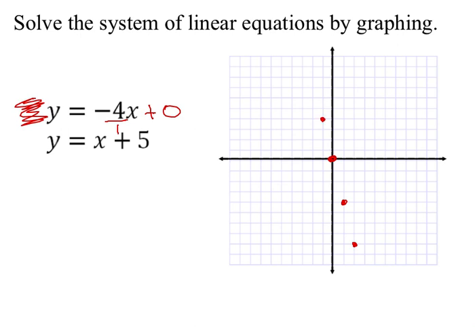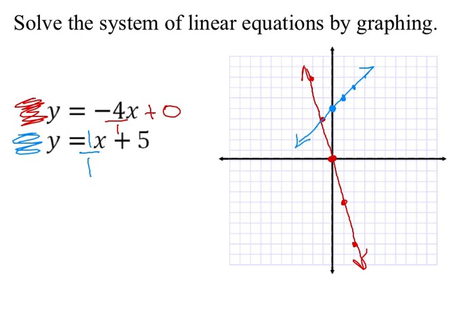So these points will allow me to create the graph of that line. And then I need to also graph the second equation. I'm going to graph this one in blue. That one has a y-intercept at positive 5. So it crosses the y-axis here. And then its slope, the coefficient on x, is technically positive 1, which would be 1 over 1. So from that point, I'm going to go up 1 and right 1, which allows me to make this line.